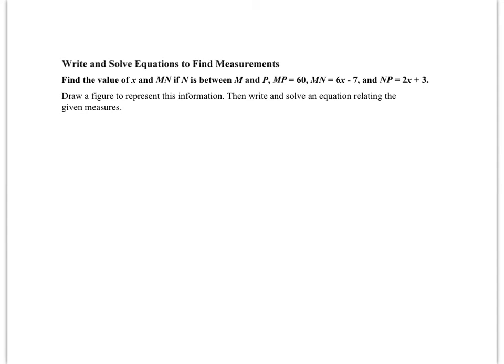Okay, let's try this one right here. Find the value of x and MN if N is between M and P. Okay, there is no figure, so the first thing we're going to do is draw a figure to represent this information. I have a poem for you. My poem goes like this. When there ain't no picture, draw one. So first thing I'm going to do is get my marker. I'm going to draw a segment, and I am going to put N between M and P. So I have one endpoint, which is M. I have one endpoint, which is P. And I have N somewhere on the same line in between M and P.